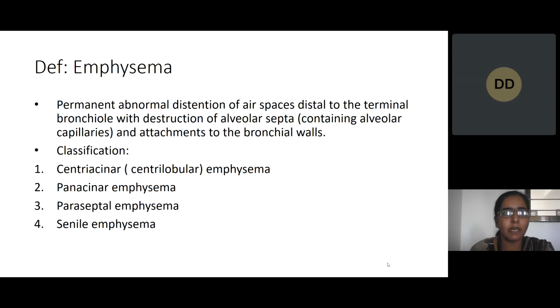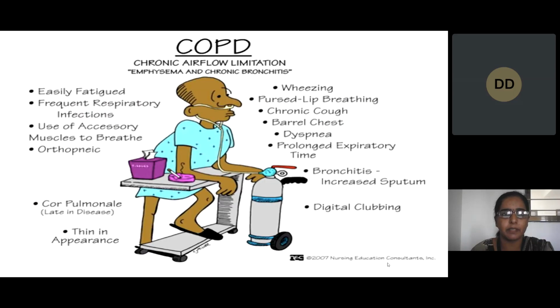The second part of COPD is emphysema. What is meant by emphysema? It is the permanent abnormal distension of the air space distal to the terminal bronchi with destruction of the alveolar septum, that means the septum containing alveolar capillaries and the attachment to the bronchial wall. The classification and types of emphysema are centriacinar, that means centrilobular emphysema, panacinar emphysema, paraseptal emphysema, and senile emphysema.